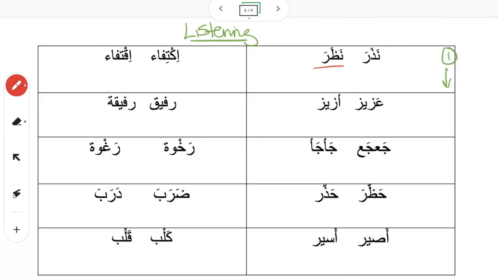Okay, let's move down. If I say Aziz, you should have picked this one because it has the letter Ain. This one has a Hamza, so it would have been Aziz. Okay, let's look at the next one. Ja, ja. And we have this one. This right here, both of these should have a sukoon right here. That would have been ja, ja.